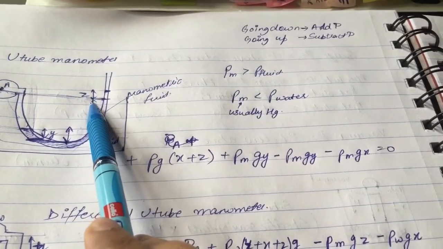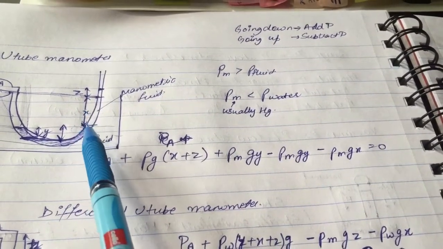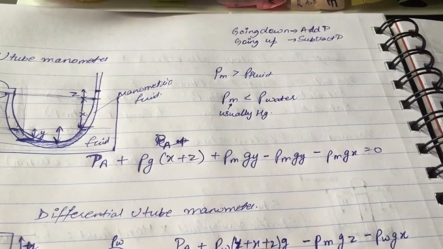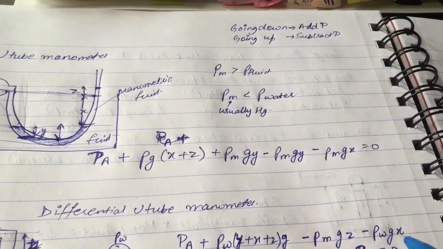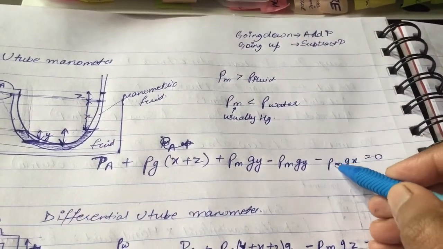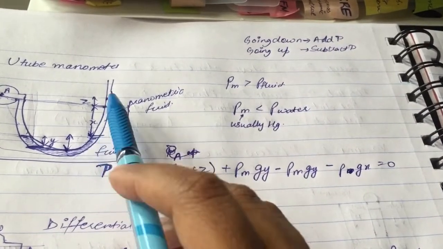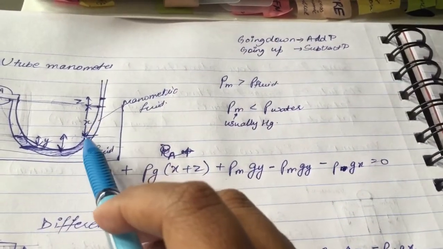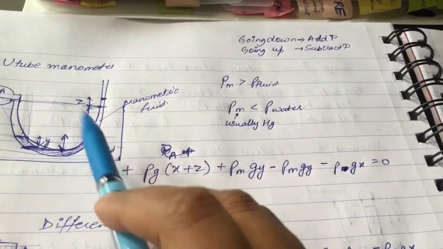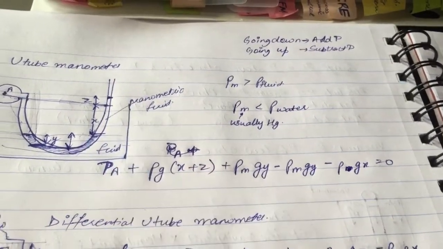Then again rho, sorry, this would be rho only, because there is no manometric fluid present here. So it would be minus rho g x, this height, and it is equal to 0.